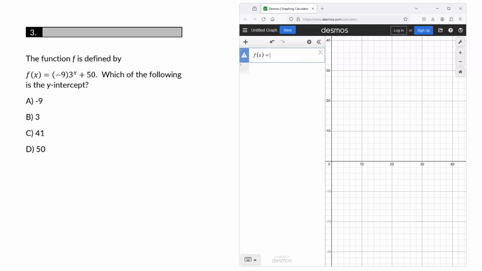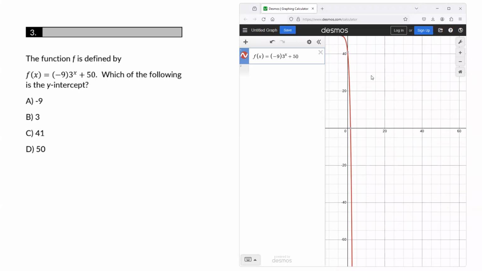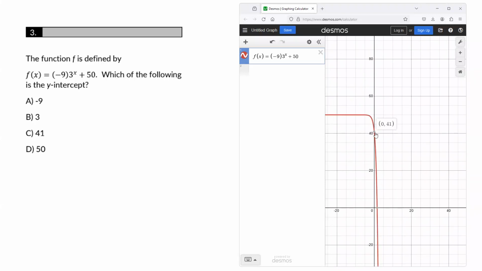F of x equals -9 times 3 to the x power plus 50. And I'm just going to, again, use that. I have a mouse. I do recommend when you take the SAT, you bring a mouse. Don't use the trackpad on your laptop. The mouse seems to work a lot better with zooming in and out of Desmos. And I have one with a little scroll button that I really like.